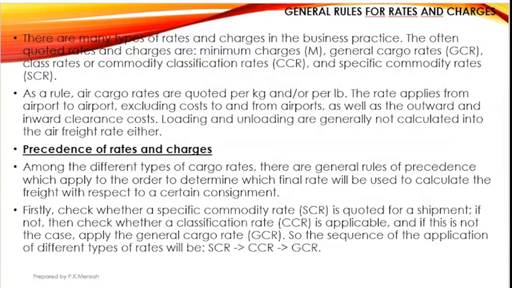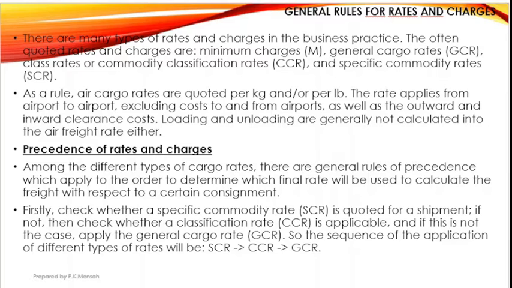We have the precedence rates and charges. Firstly, check whether there are specific commodity rates. In fact, we have grouped all the goods under the sun. I don't know how many of you have come across the HS code, the Harmonized System commodity coding system. How many of you know about that? Show by hand if you know about HS code. Okay, so when you do freight forwarding, you go through it, I'm sure, because I'm looking.